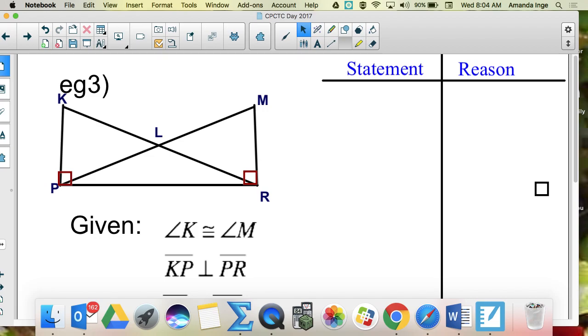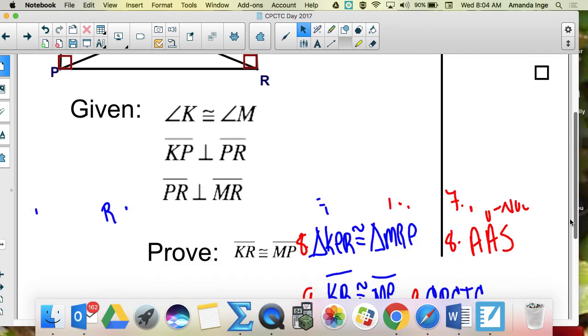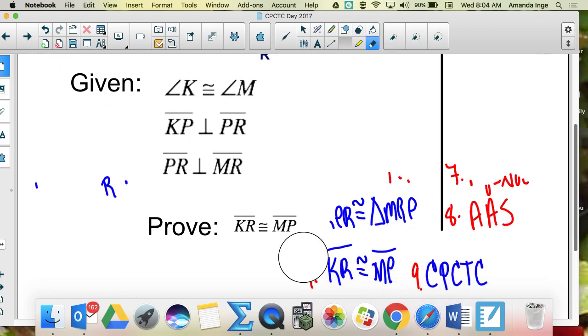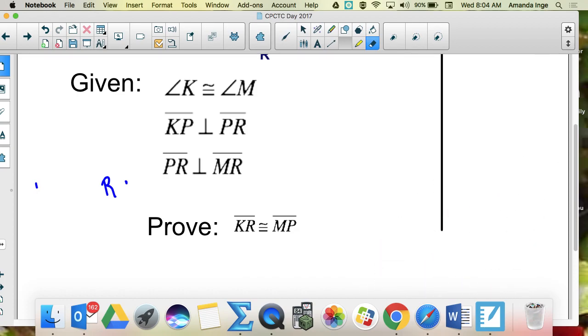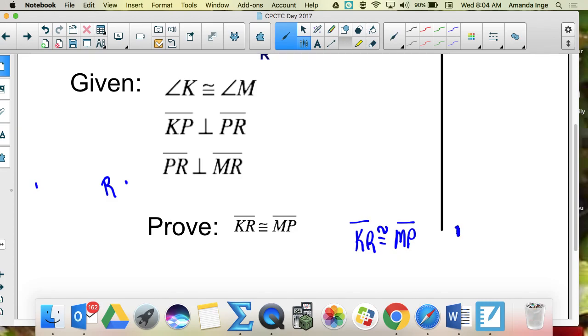Sometimes on a problem like this, it's better to yank the picture apart. Let's just start with the given information. And also, what are we trying to prove? We're trying to prove that side KR is congruent to side MP. So down here, our last statement would be KR is congruent to MP and the reason would be corresponding parts of congruent triangles are congruent. Before we do that, we're going to have to prove the two triangles are congruent.